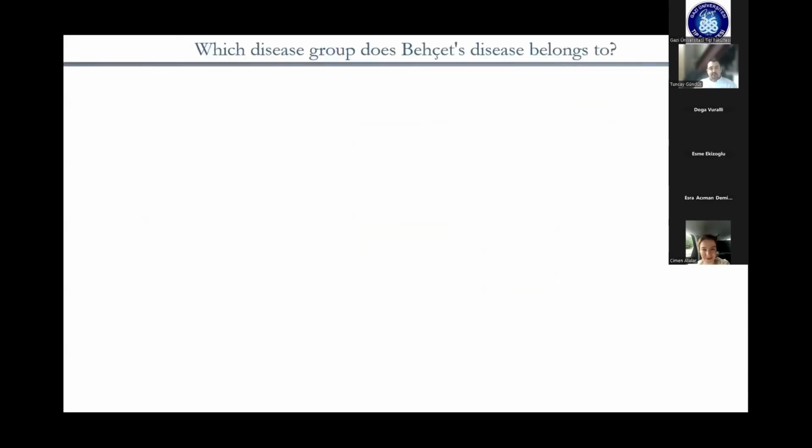But today, the mystery of the pathophysiological group classification still continues for Behçet's disease. So which disease group does Behçet's disease belong to? Is it autoimmune in nature or autoinflammatory in nature? As you know, these two groups are different and have different components.